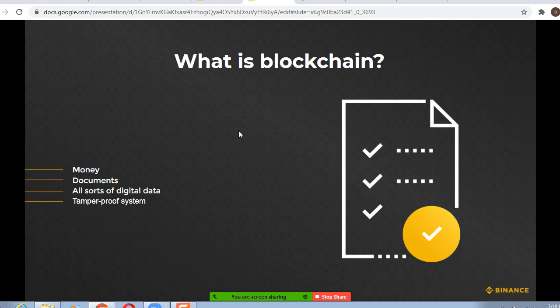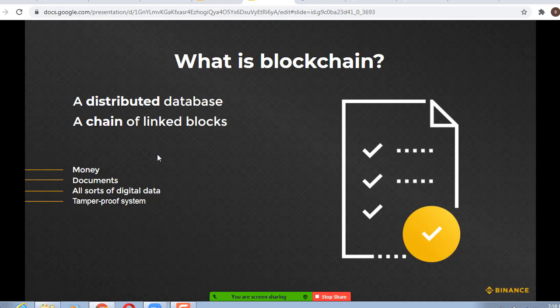So what is a blockchain? A blockchain is a distributed database, a chain of linked blocks. What does that mean? If you have one block, another block, and a third block, and they are connected, it is called a chain of blocks. It can be as many as possible, depending on the design.